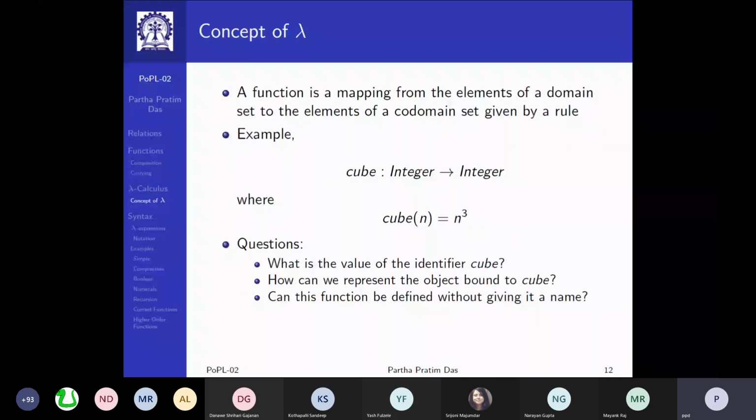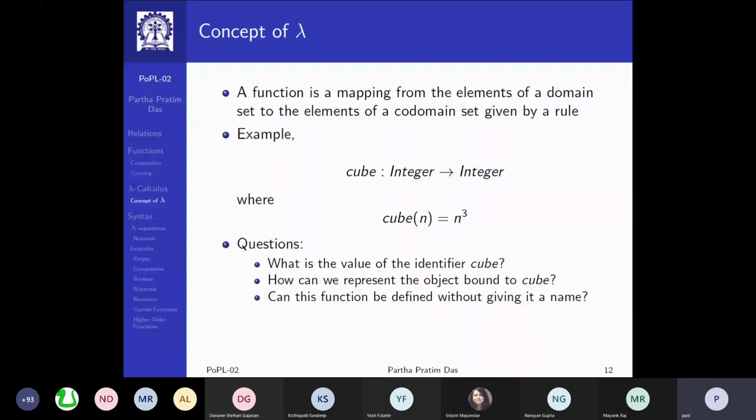Now coming to the concept of lambda, it is something very simple. It is a function which does not have a name. Look at it in this way. Suppose you have a function cube which takes an integer and gives you an integer. It does a cube of that, multiplying n three times, so cube n is defined as n cubed. Now, understand carefully: can you tell what is the value of the identifier cube?